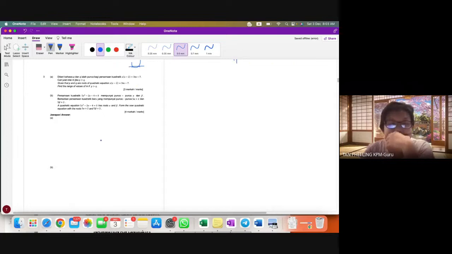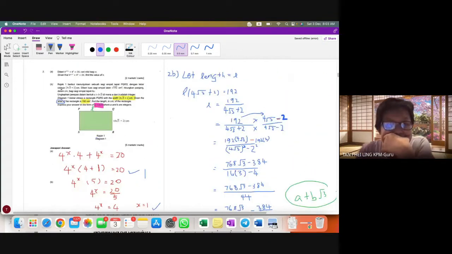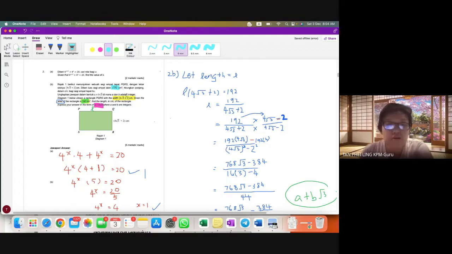I want to highlight one thing. This question, actually, the English and the Malay version are not the same. Do you see that? I highlight and show you. This one is square root 192, and this one is 192 here. That's why. Are we wrong? No, we are not wrong. We just follow the English version. It's a typo, but no worries. Both you can do.